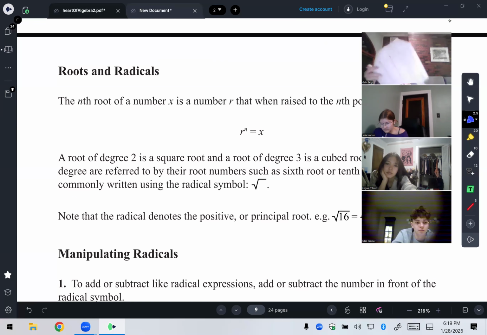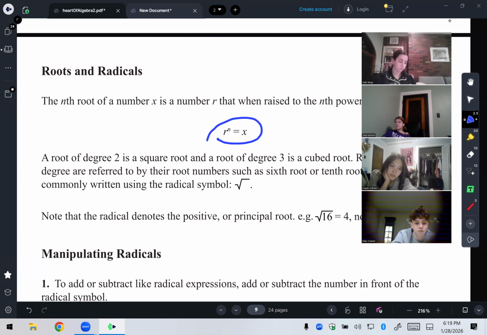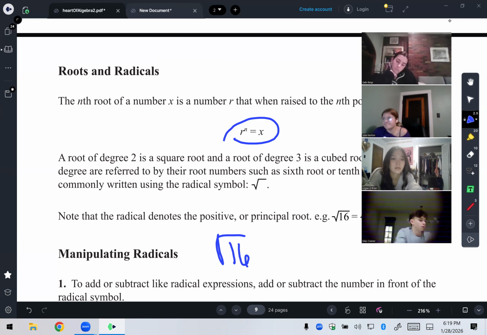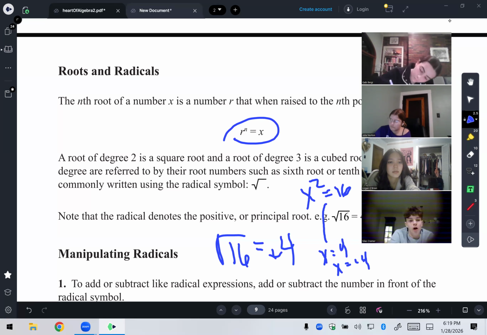So the nth root of a number x is a number r that, when raised to the nth power, gives x. A root of degree 2 is a square root, where they don't put anything in. Now this is the important thing to notice: the square root of 16 will only be positive 4. But if I have x squared is 16, x could be plus 4 or minus 4. If they use that radical symbol, it's only the positive one.